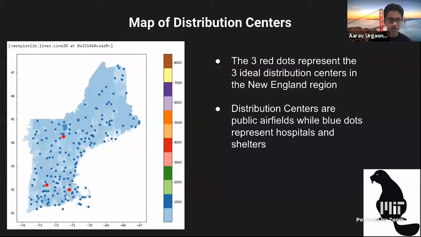Hello, everyone. I'm Arav, and I'm the liaison to the logistics team. So now let us move on to the logistics side of the hurricane disaster response. As you can see in this map, the 3 red dots represent the 3 ideal distribution centers in the New England area. Public airfields were selected as the distribution centers due to their ease of access and large size. The blue dots in this image represent various hospitals and shelters, which can also be used to aid in the disaster response.